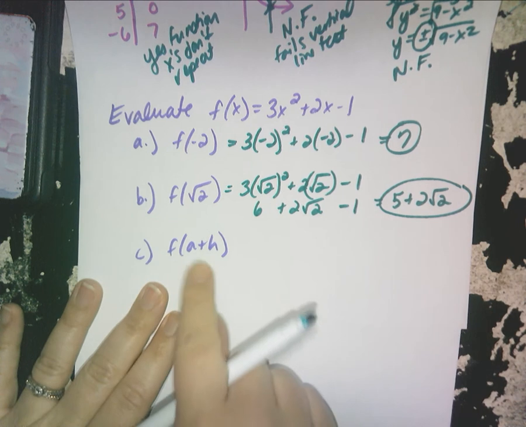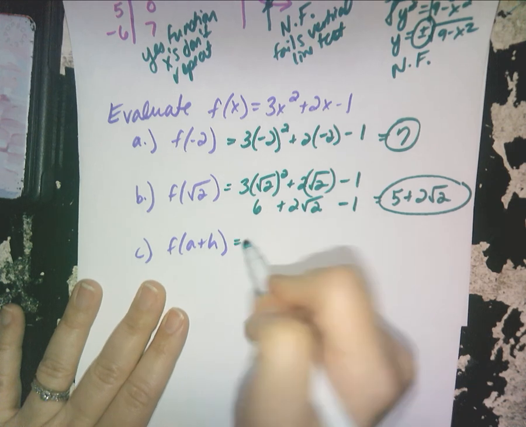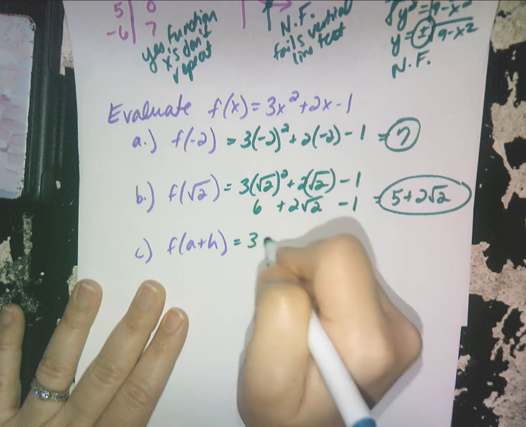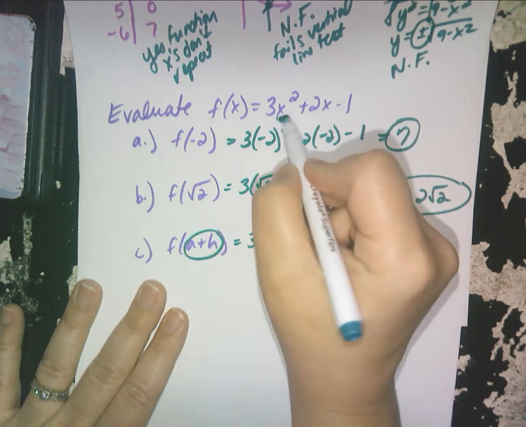I know you're shocked. All right, this is very important, this a plus h. You're going to see that come very soon. In chapter 2, it's called a difference quotient, which we didn't get to last year. Yay for us. Yay for COVID. But again, you're just taking this entire thing and plugging it everywhere you see an x.